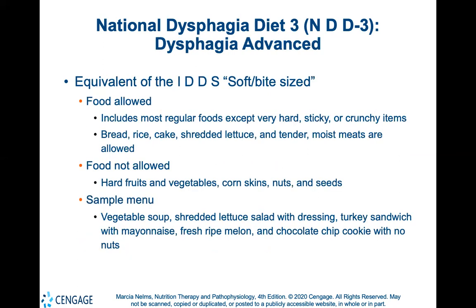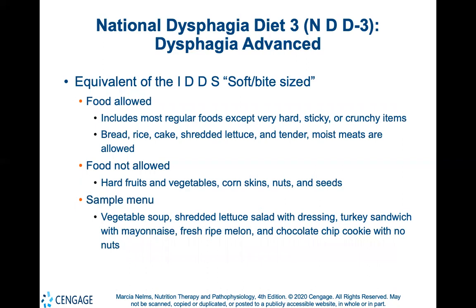National Dysphagia Diet 3, equivalent of the IDDSI soft slash bite size. Food allowed includes most regular foods except very hard, sticky, or crunchy foods. Bread, rice, cake, shredded lettuce, and tender, moist meats are allowed. Food not allowed: hard fruits and vegetables, corn skins, nuts, and seeds.